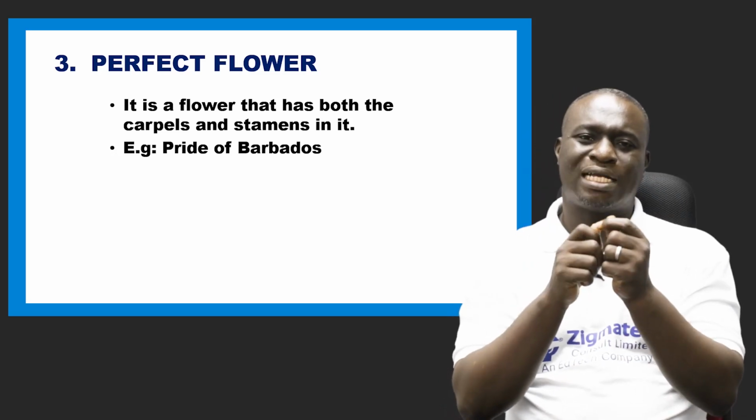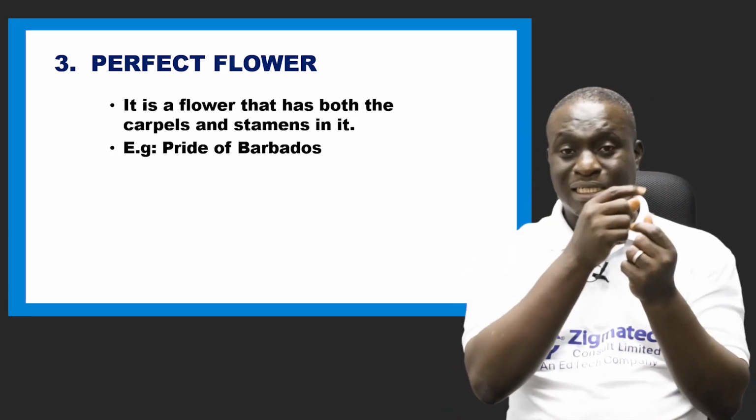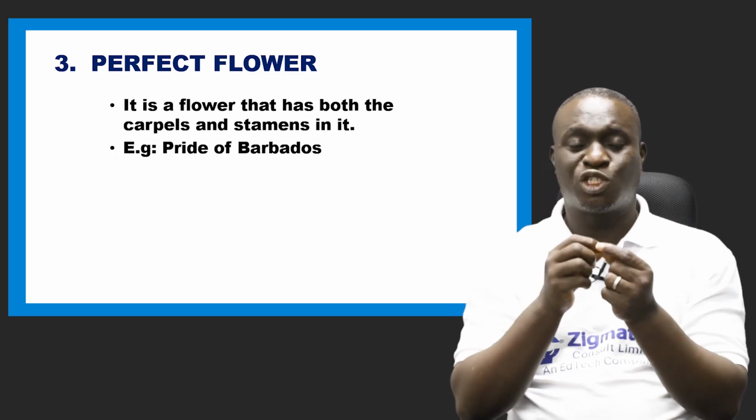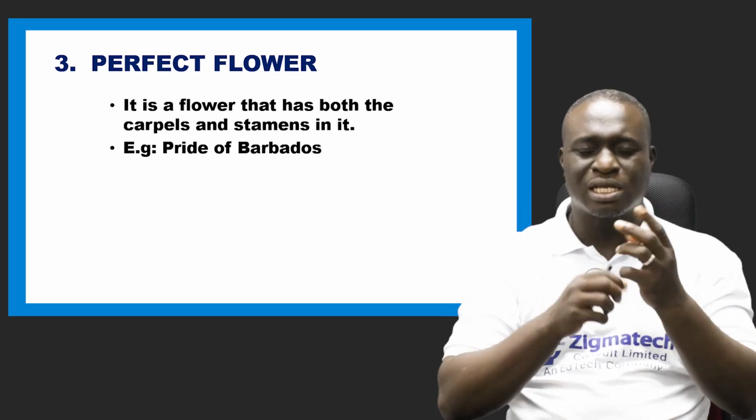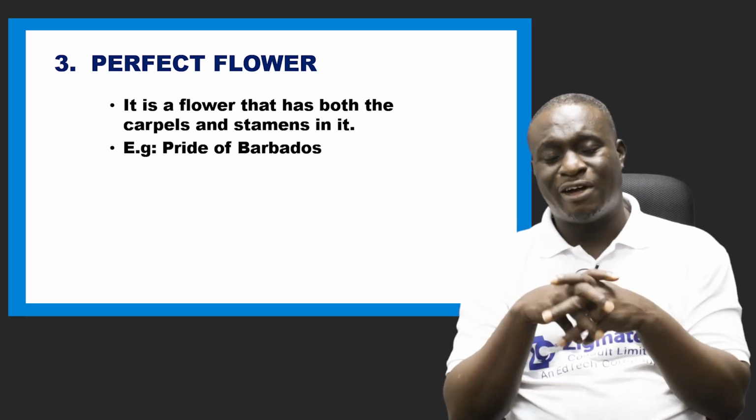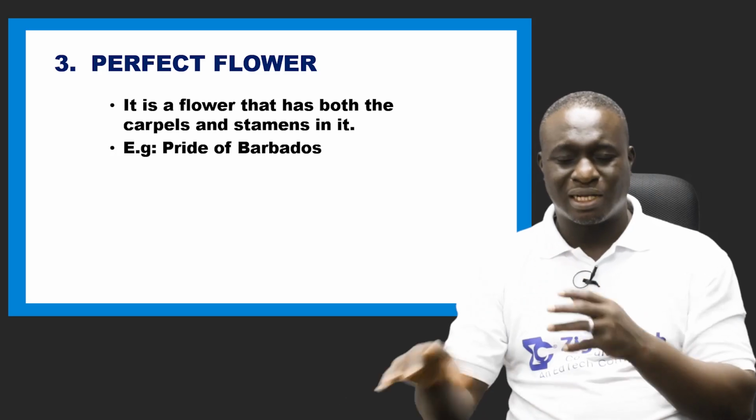If you take a look at the structure, or you go and pick up a Pride of Barbados flower, you will see the male part of the flower, which is the stamens, and you are also going to identify the female part of the flower, which is the carpels.